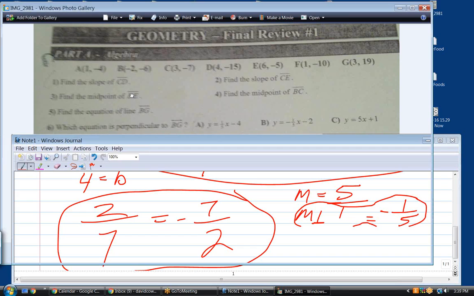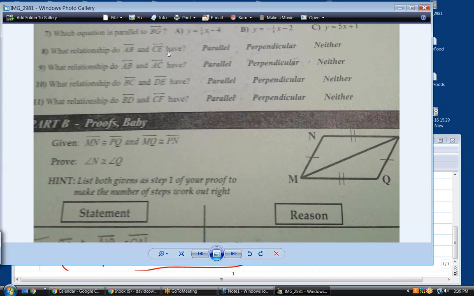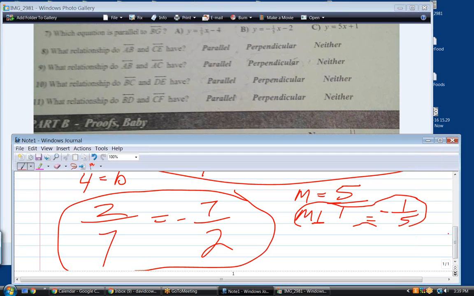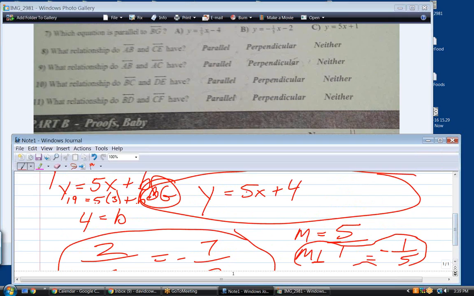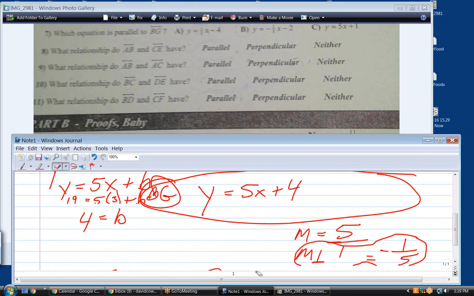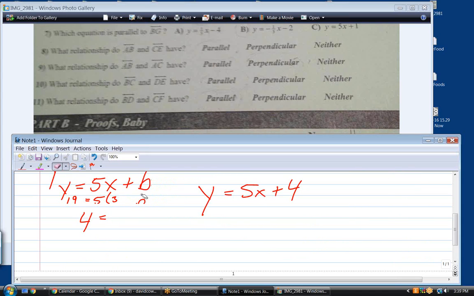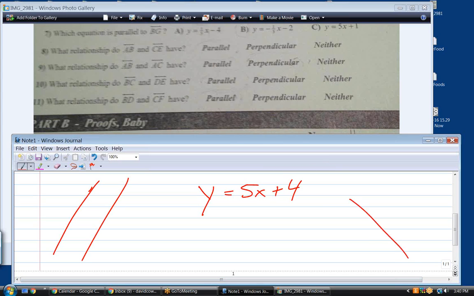About number 7, which equation is parallel? Now, here's our equation: y equals 5x plus 4. What's the slope of a line that's going to be parallel to this line? So, if I have two lines and they're parallel, what's true about their slopes? That they're equal? Yeah, no matter what the lines look like. I can have one line looking like that and one line looking like that. And if they're parallel, they have the same slope.